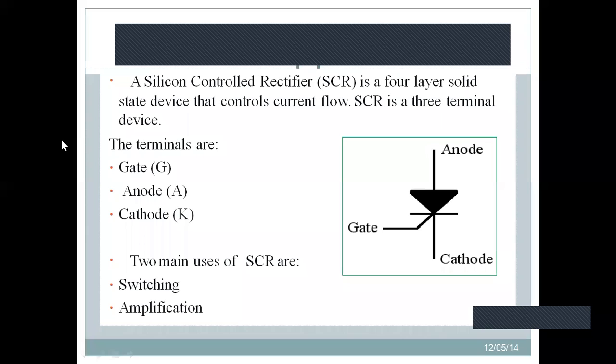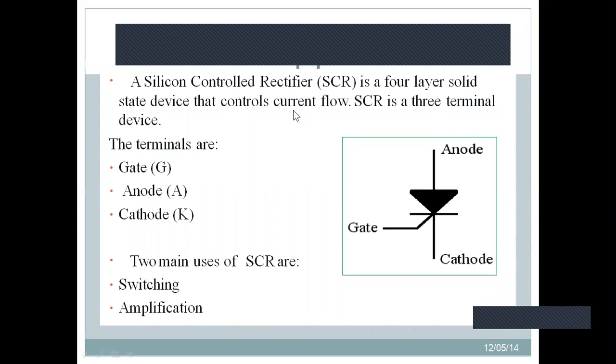If you take a normal diode, there is no control for the flow of current. I will apply to the anode and it will flow through the cathode. That's it, normal diode operation. But if I want to control the flow of current from anode to cathode, this can be obtained by using this SCR. That is the speciality of this rectifier. I can control the flow of current.